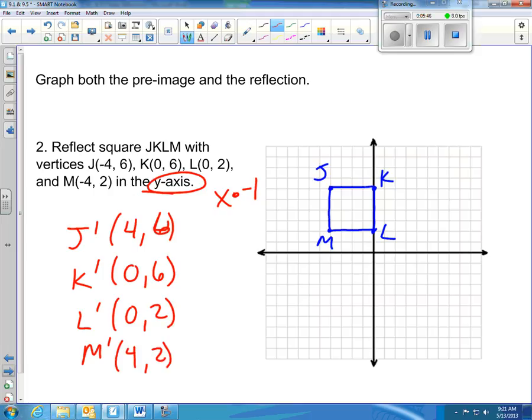Our J prime is going to be over 4, 1, 2, 3, 4, and up 6. K prime stayed as the same point, and so did L prime. And M prime is over 4, 1, 2, 3, 4, and up 2. So now our red image is our reflected image.